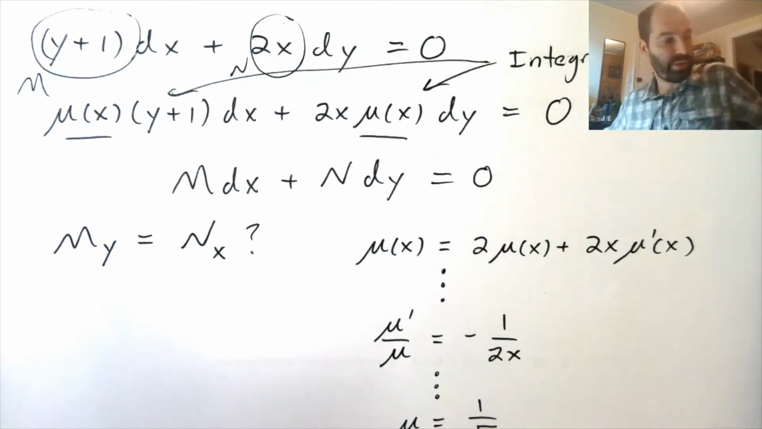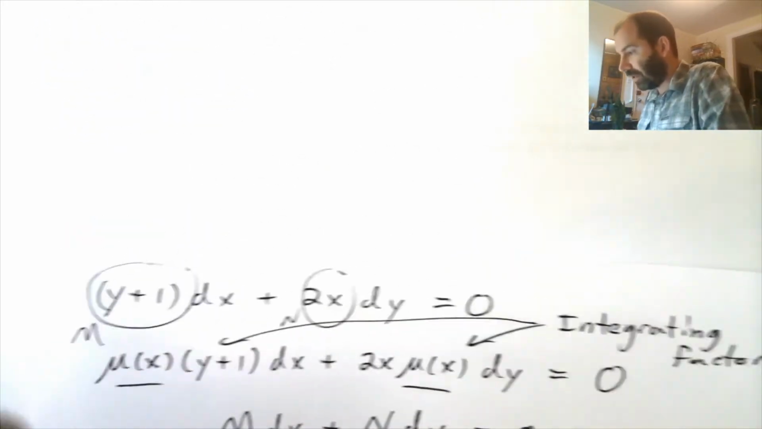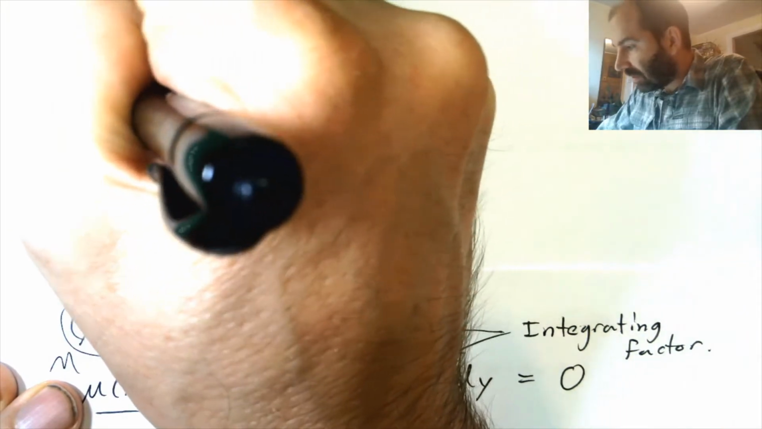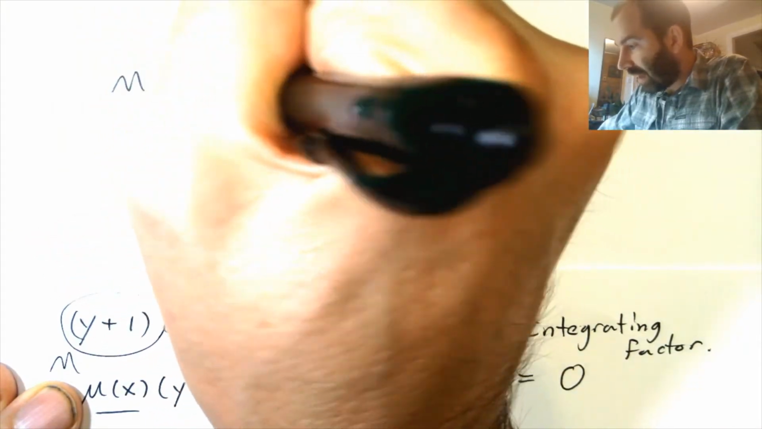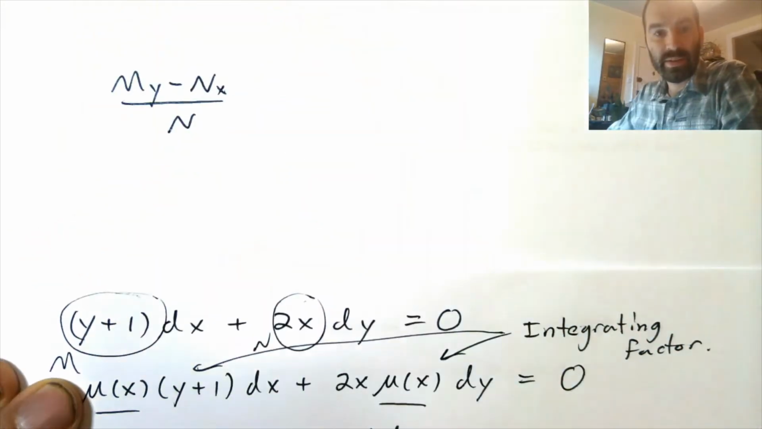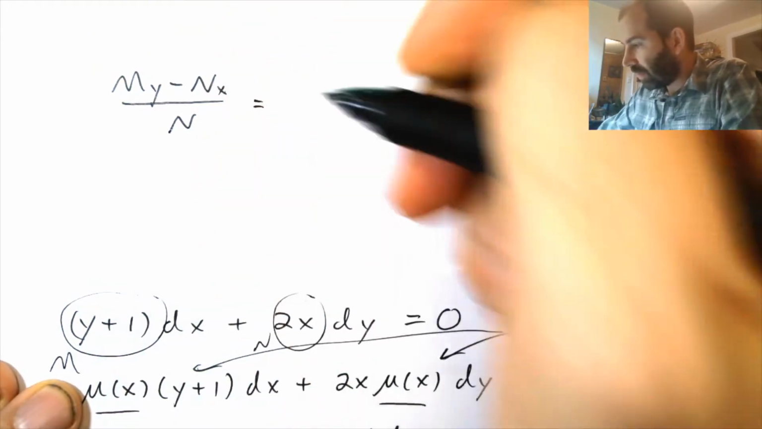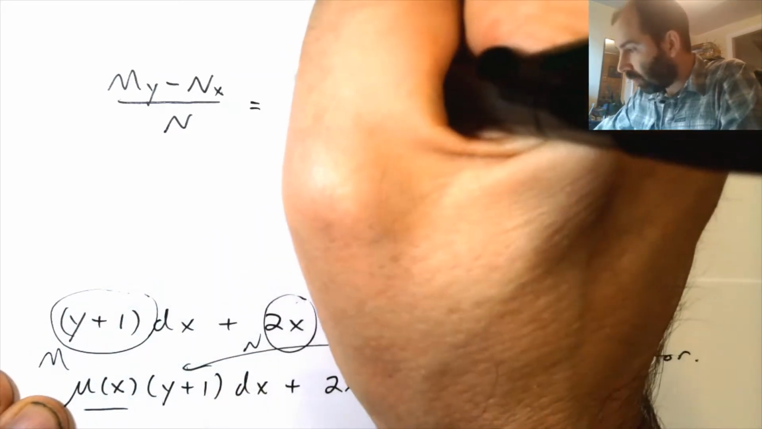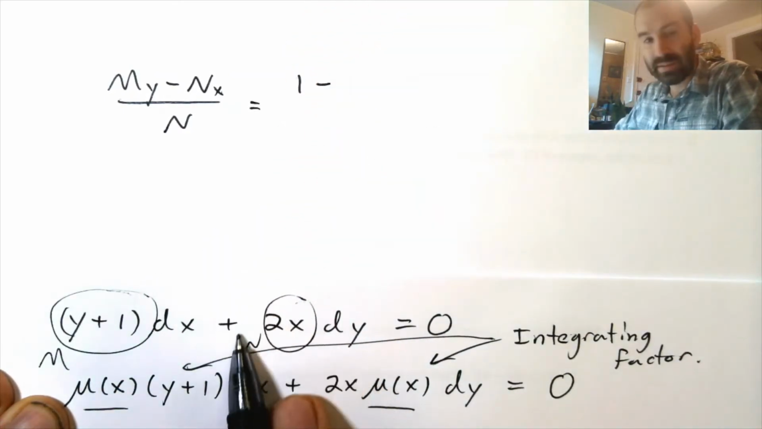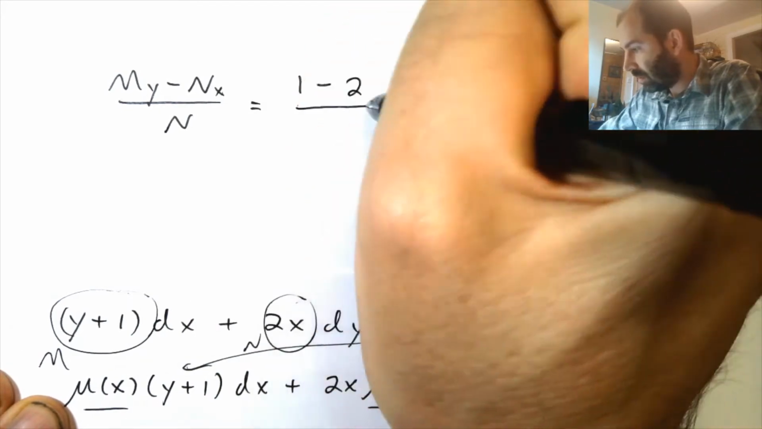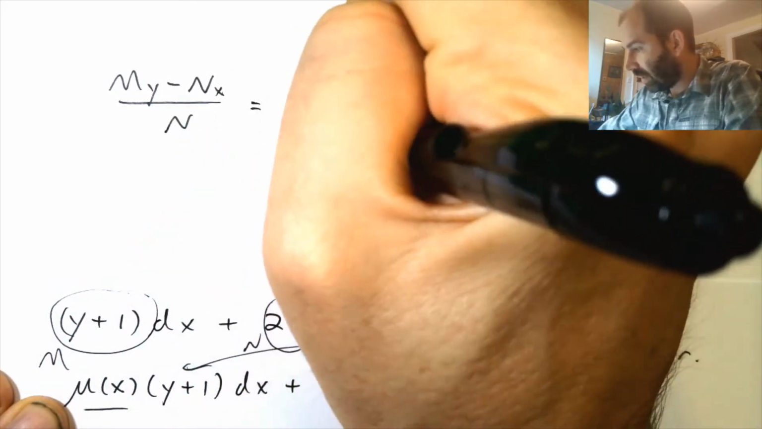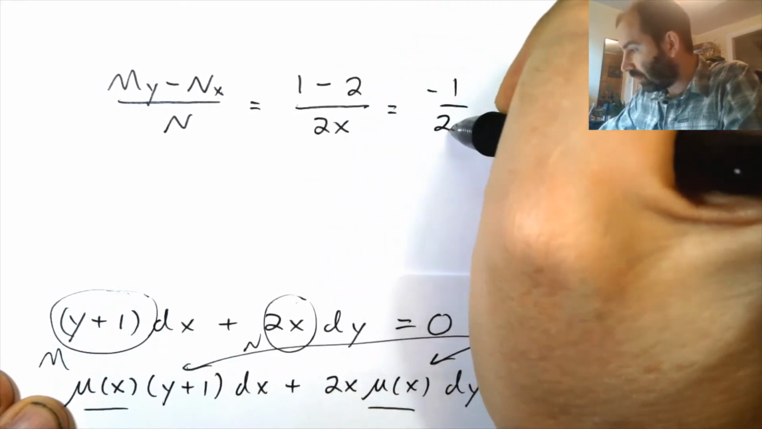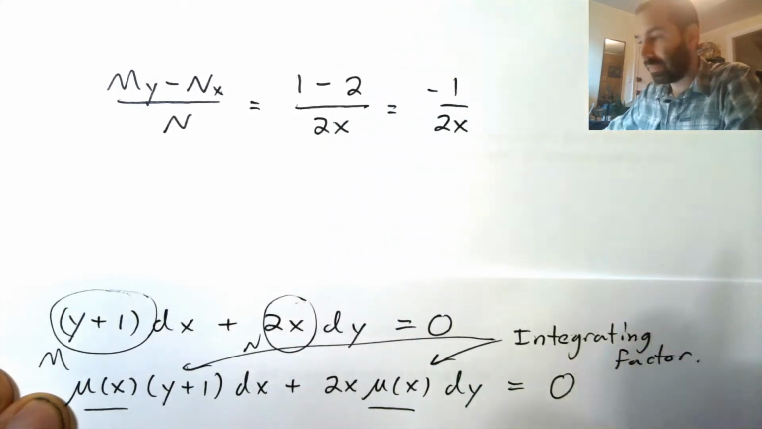So what we need to do in this, let me get another sheet of paper here. We need to compute, they asked us to look at my minus nx over n. Okay, so let's see what we get here. Well, my, the derivative of this with respect to y, is just 1. Nx, this is 2. Divide by n, 2x. This is just negative 1 over 2x. That's independent of y. So what did they say next?